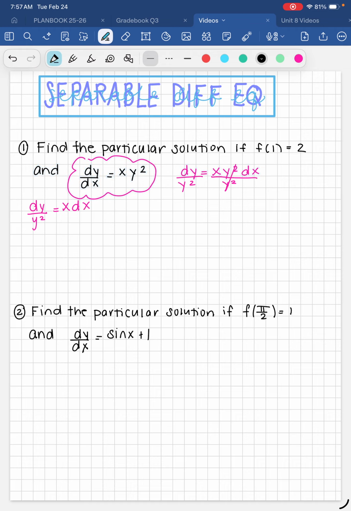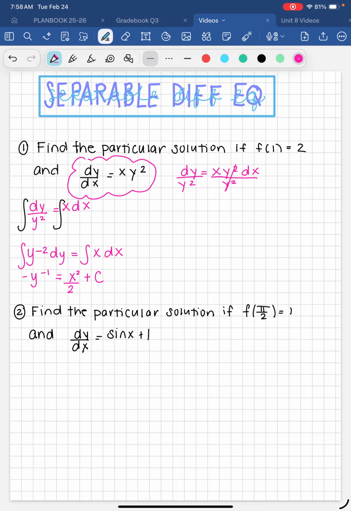Okay, we separated. Now we're going to integrate both sides. With the one on the left, that is not ln. ln would only be if it was a y on the bottom, but it's y squared. So I'm going to bring it up and make it y to the negative 2. And on the right side, I'm just going to keep x dx. So we're going to add 1 to the power and divide by the new power. And then on the right side, we're going to have x squared over 2 plus c.